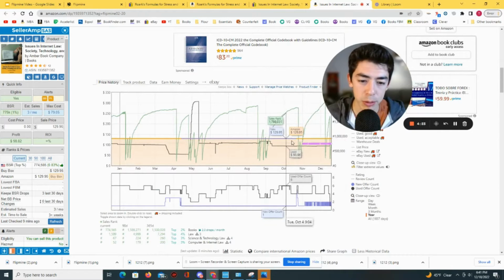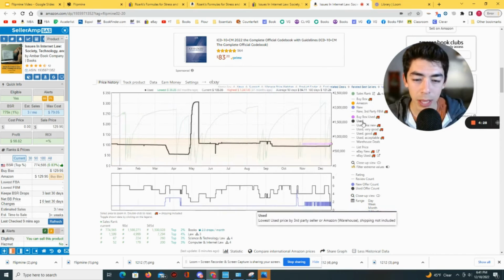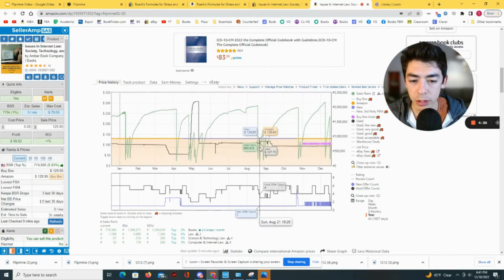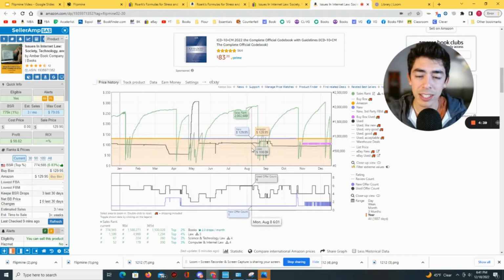So if we take a look at the Keepa chart, again, what I notice is that if I overlap the green line, the sales rank, with the black line, the used price of this book, you notice that there are quite a few sales above $100. And you can see that even though this doesn't sell every single month, there are clusters of times when this book does sell. So this would be a potential flip.